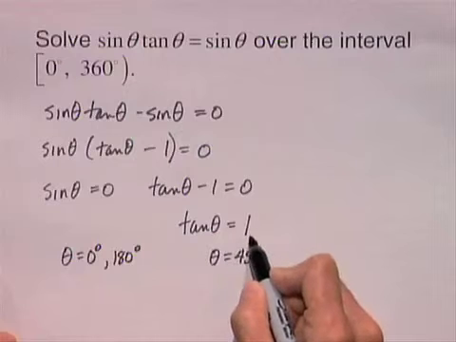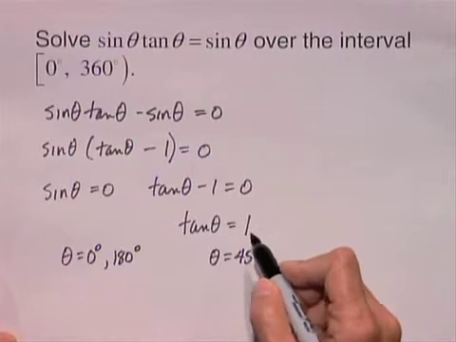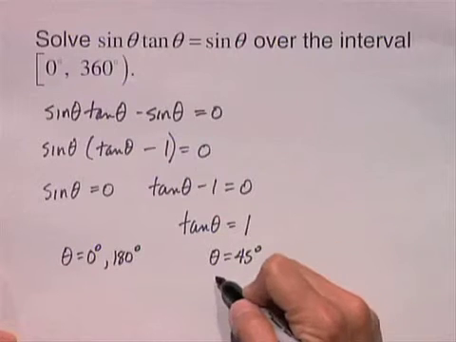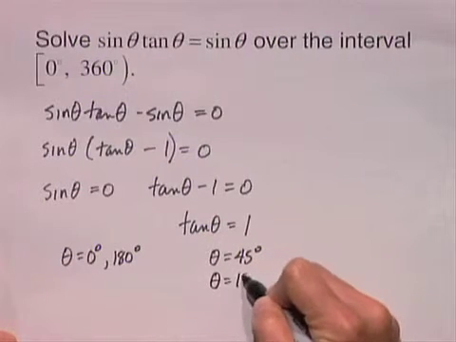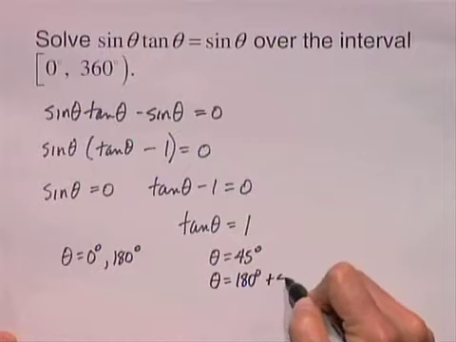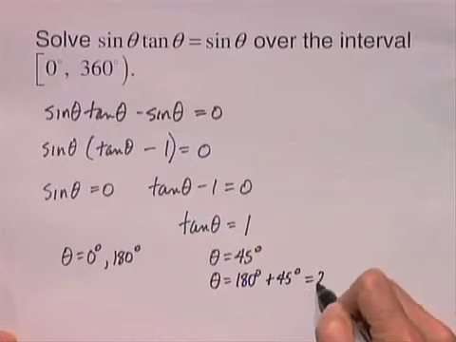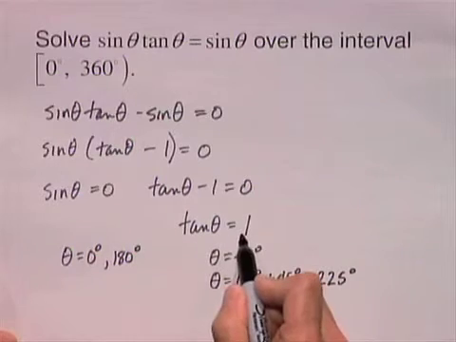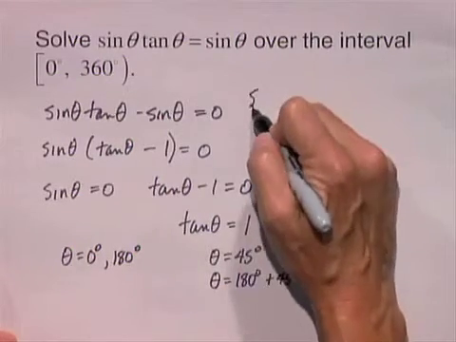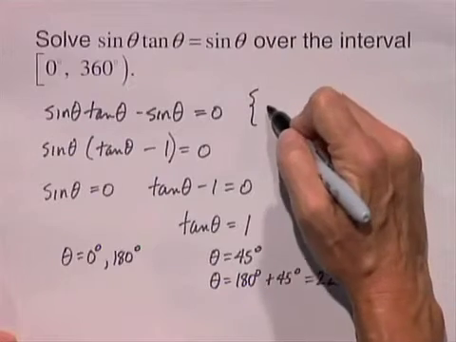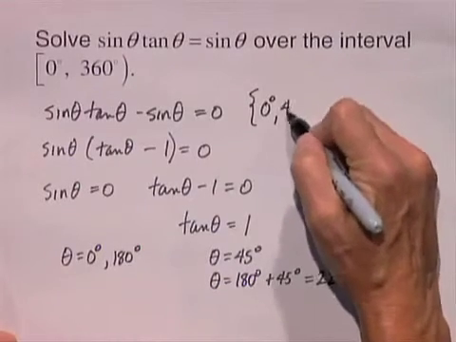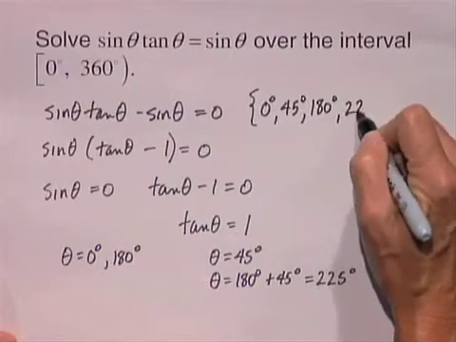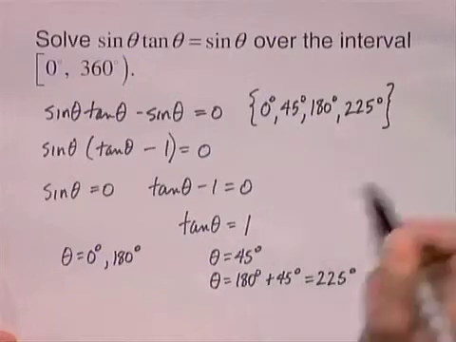The tangent's also positive in quadrant 3. I use 45 degrees as a reference angle into quadrant 3, and so what I do is I add 180 degrees to 45 degrees to end up with 225 degrees as a second angle whose tangent is positive 1. For this equation, the solution set is 0 degrees, 45 degrees, 180 degrees, 225 degrees.